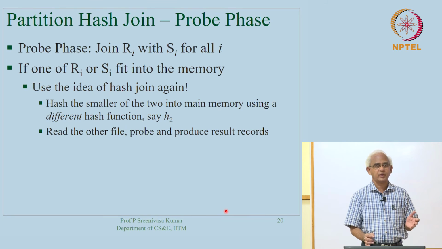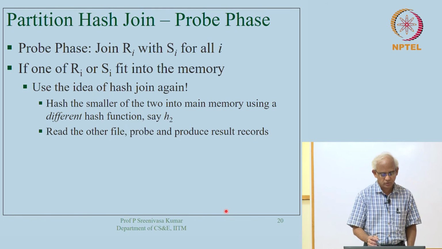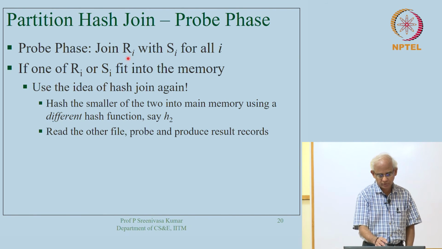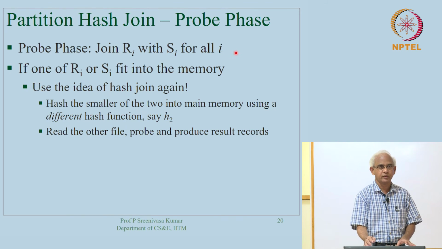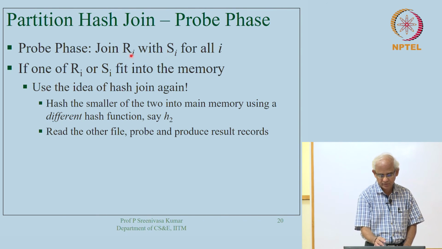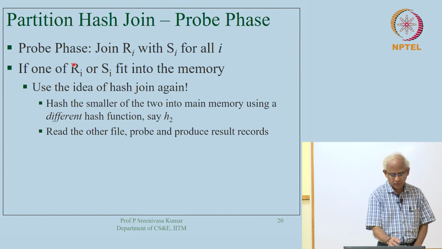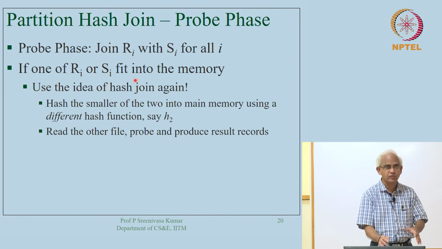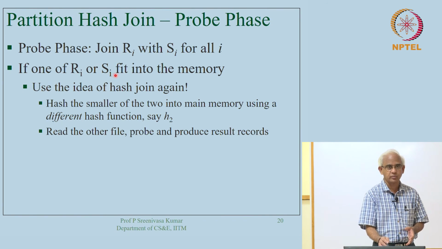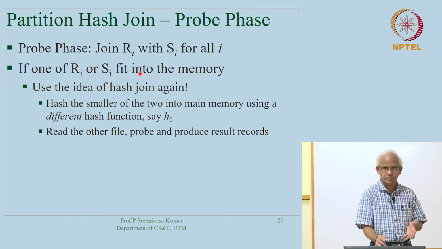So now we can use the hash join where we have assumed that one of them fits into the memory. We call this the probe phase. In the probe phase, basically what we do is join Ri with Si for all i. We have produced an equal number of pairs Ri, Si. We try to choose this hash function such that either Ri or Si fits into the memory, but we might sometimes fail also.